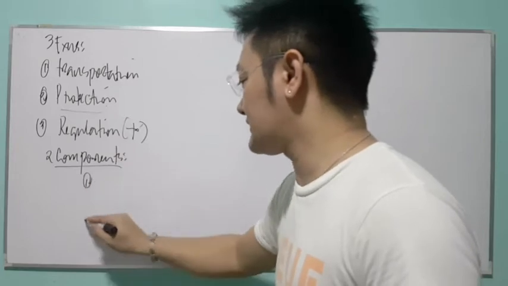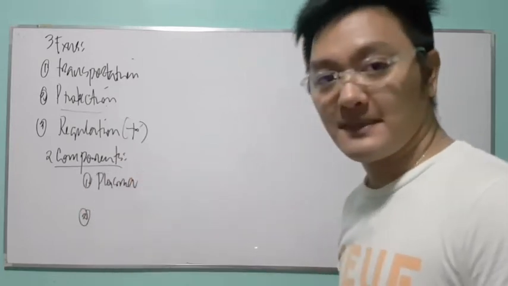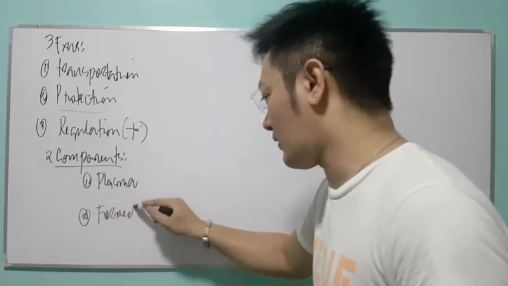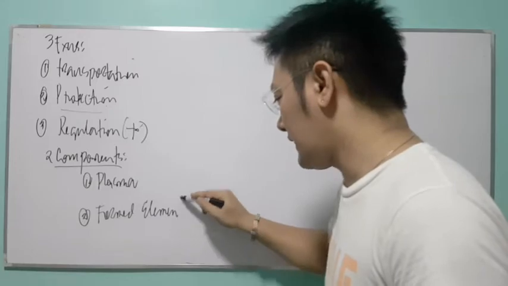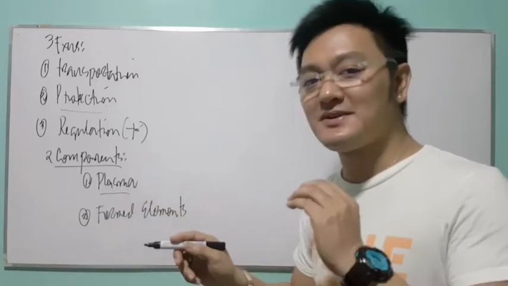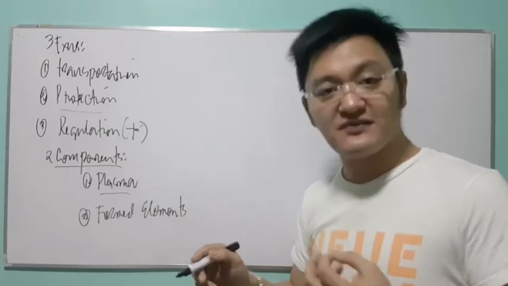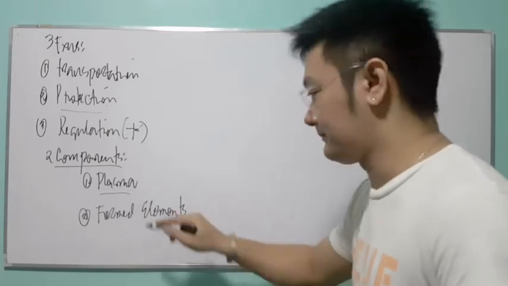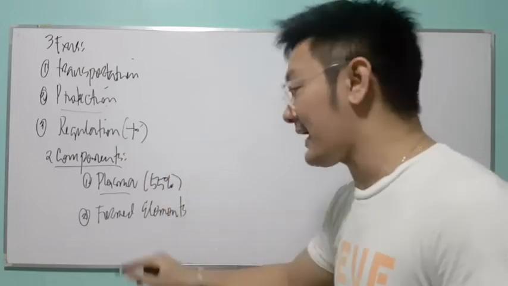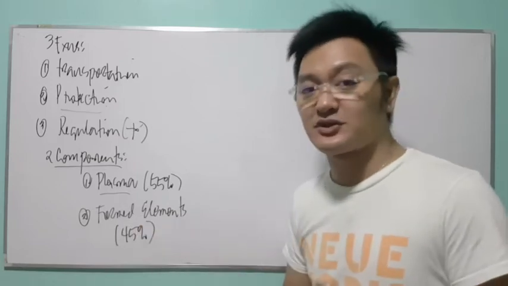First is what we call your plasma. The second component of your blood, we call your formed elements. Reminder, your plasma is the most abundant component of your blood. Your plasma is about 55% of your total blood volume, and formed elements are about 45% of your total blood volume.